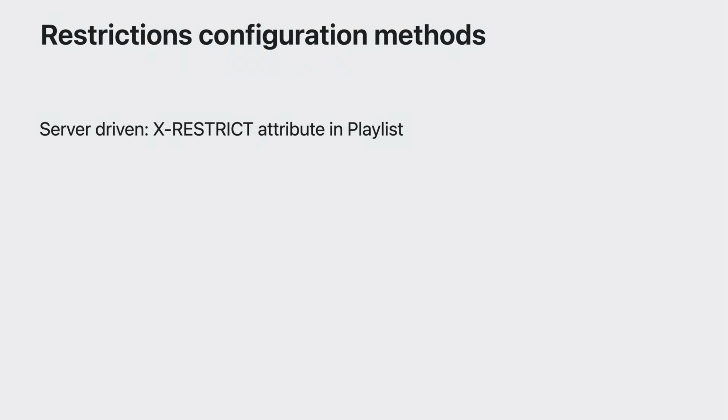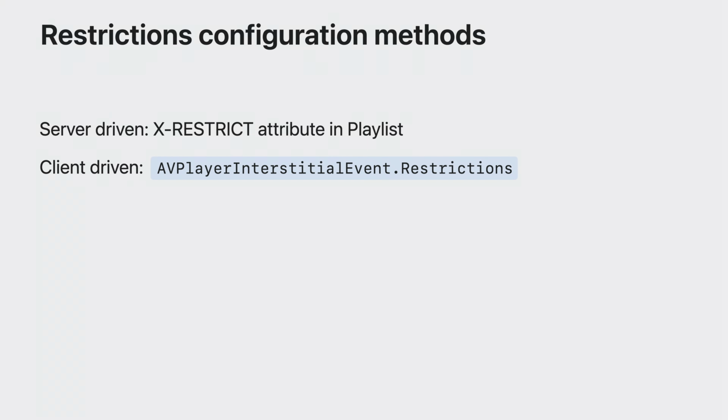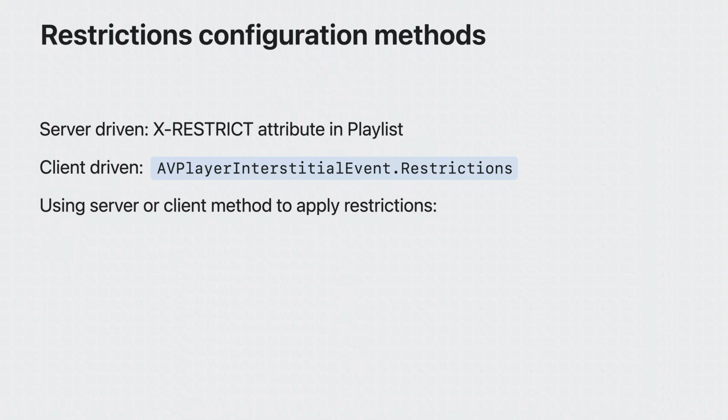Similar to all other properties, interstitial navigation restrictions can be configured using two methods. Server-driven: to configure navigation restrictions using the server method, the HLS playlist must set the X-RESTRICT attribute under the EXT-X-DATERANGE tag. Client-driven: in this method, the application code shall set the restrictions property of the AVPlayerInterstitialEvent object. Using one of these methods, you can ensure that navigation restrictions are enforced on interstitial playback, for local playback on Apple devices, as well as for AirPlay sessions on AirPlay receivers.